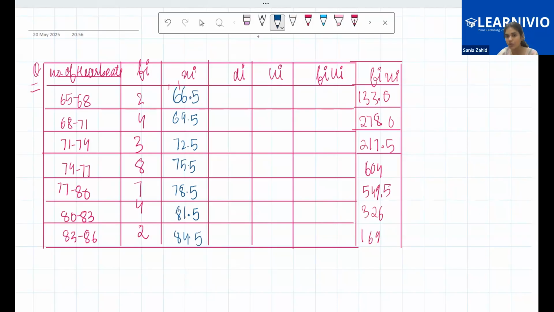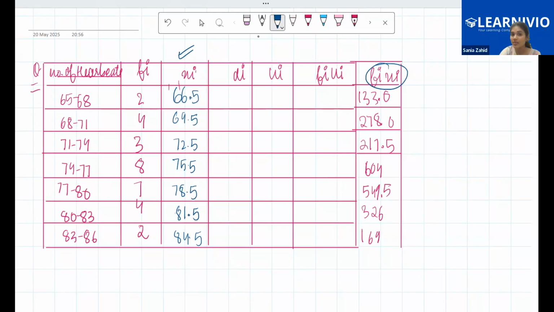Now, if you look very carefully, I had to do a lot of calculations to find fixi, right? Finding xi was easy because I could directly use common sense and write, between 65 and 68, I will get 66.5 because plus 1.5 and minus 1.5. So calculating xi, I did not have to do any calculation. But calculating fixi, I had to do a lot of calculation, right? So what does this tell you? It tells you not to do the direct mean method. Direct mean method is not suitable for this type of question.